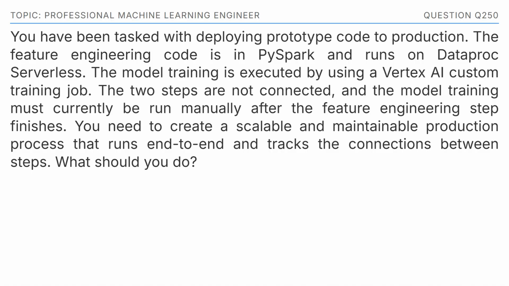You have been tasked with deploying prototype code to production. The feature engineering code is in PySpark and runs on Dataproc serverless. The model training is executed by using a Vertex AI custom training job. The 2 steps are not connected, and the model training must currently be run manually after the feature engineering step finishes. You need to create a scalable and maintainable production process that runs end-to-end and tracks the connections between steps. What should you do?